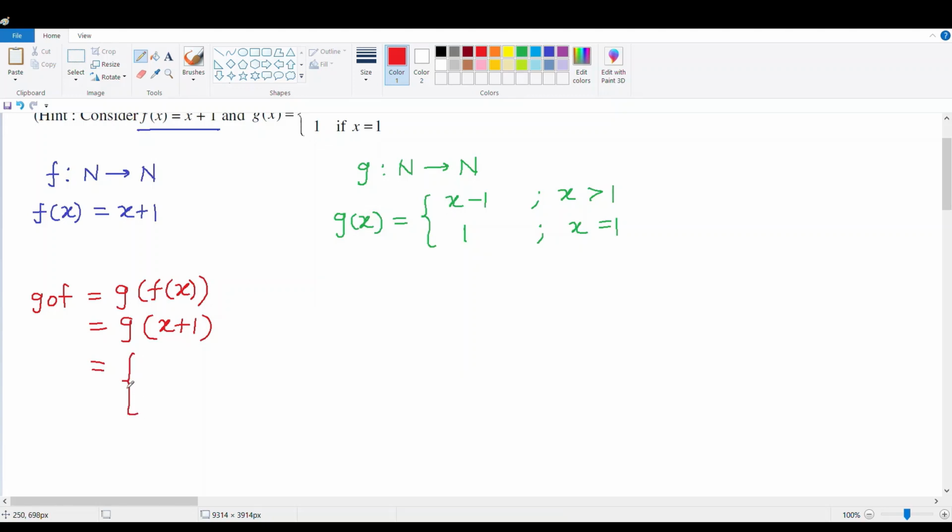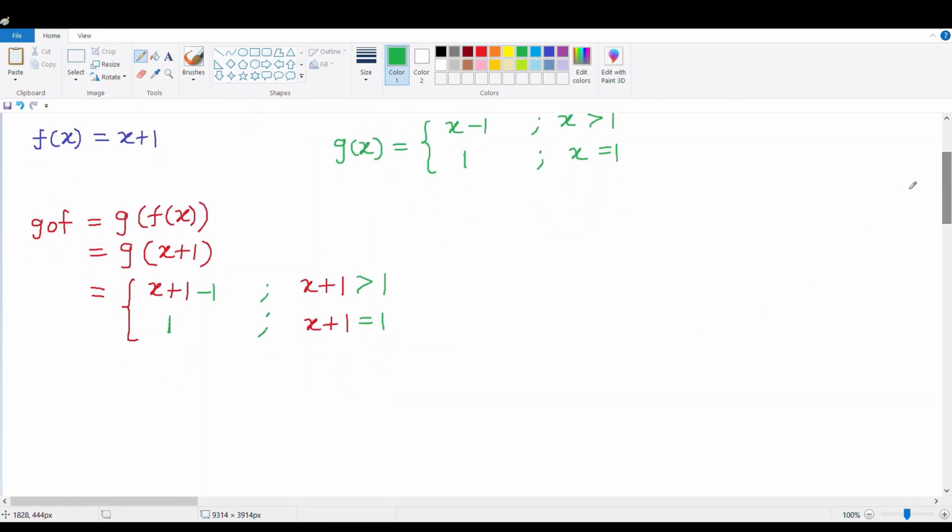So this function g of f is going to look like this. Again, a piecewise function. Why? Because you are plugging into a piecewise function. Wherever you see x, you plug in x plus 1. So x plus 1 minus 1, everything else as it is. Here it's constant, so I cannot plug in anything. Here x equals 1, so instead of x we plug in x plus 1, so x plus 1 equal to 1.